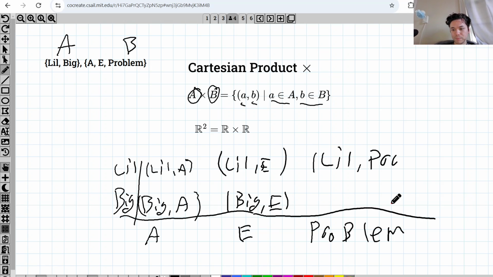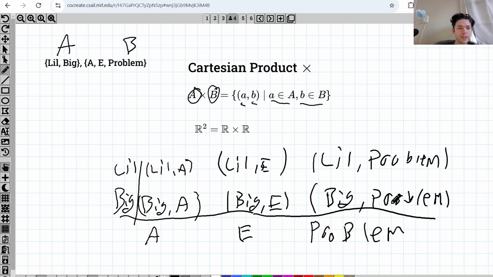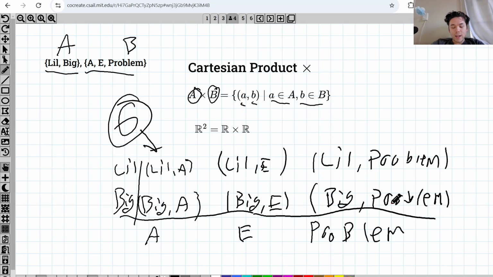Lil problem. And big problem. So I kind of chose these sets a little arbitrarily, but you can already see that I start with a set of size 2 and I have a set of size 3, and when I take their product, I get this set of size 6. And so this is kind of how we take a product of sets.